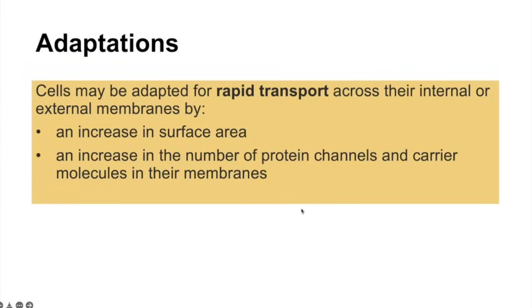Now, you also need to be aware that cells may be adapted for rapid transport across their internal or external membranes. So it could be that cells have an increased surface area, so things like microvilli, for example. Or there could be an increase in the number of protein channels and carrier molecules within the membrane as another way to increase the rate of transport.